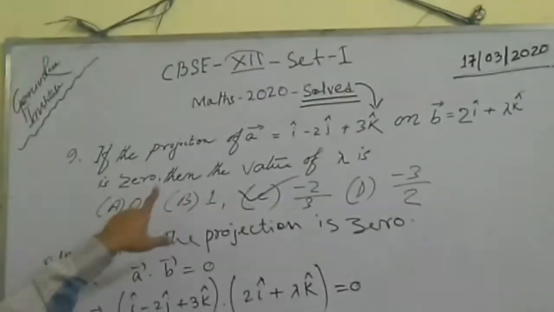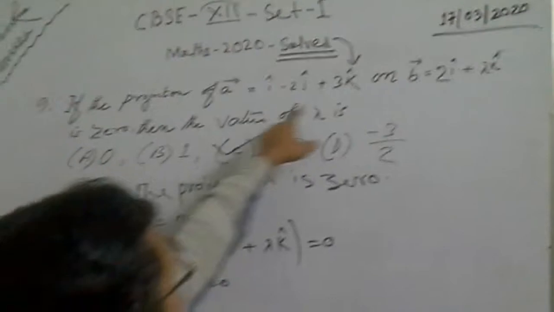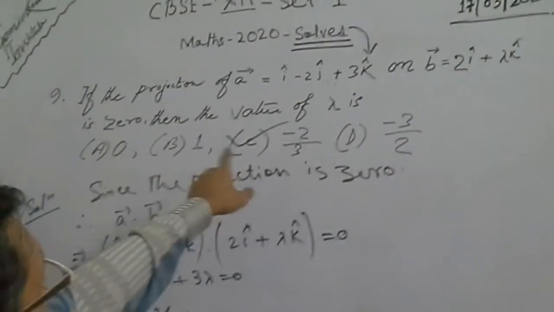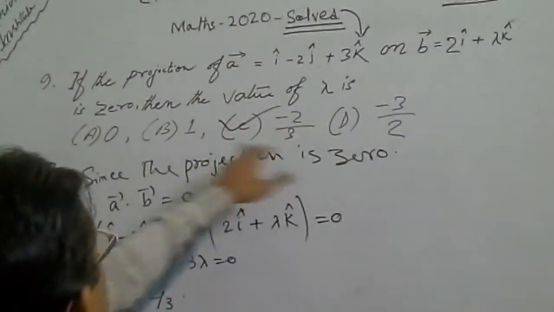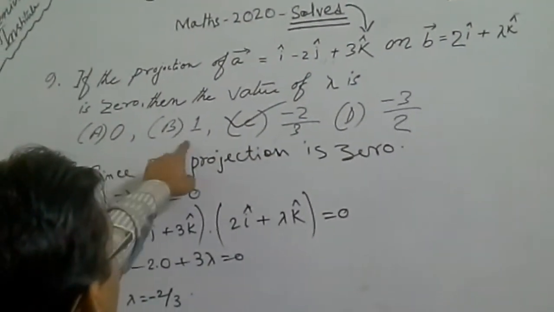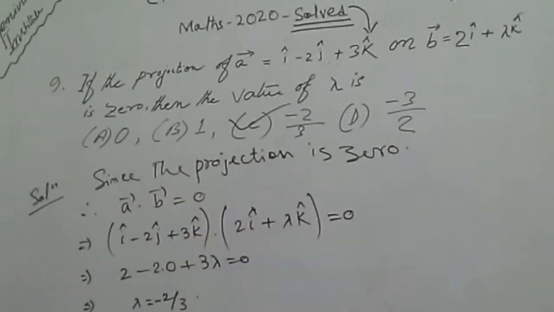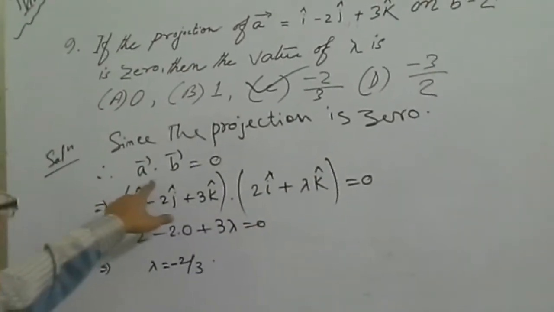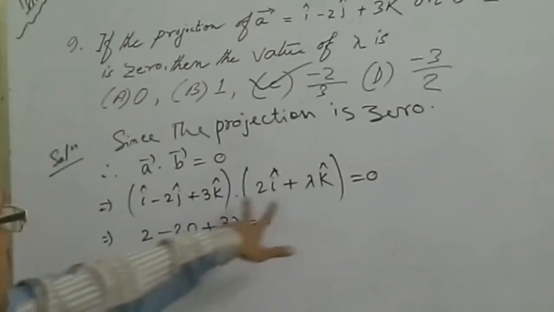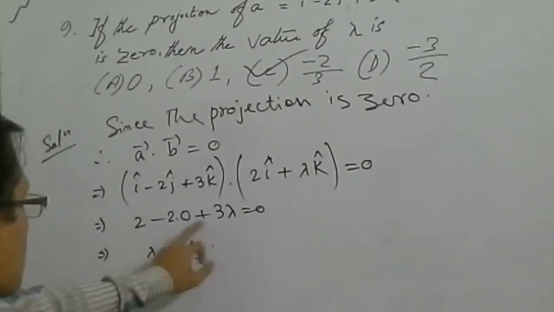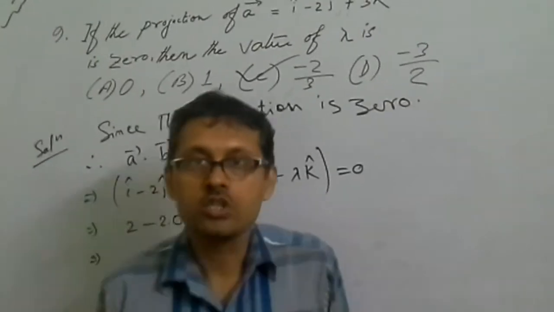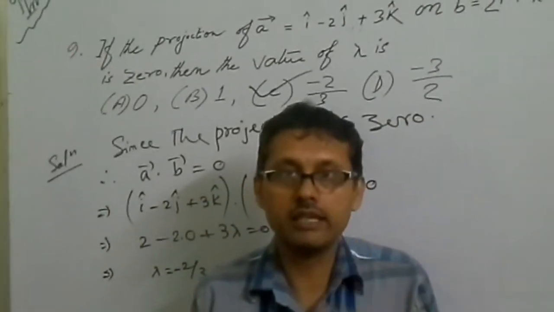If the projection of vector A on vector B is 0, then the value of lambda is: option A, 0; option B, 1; option C, minus 2 by 3; option D, minus 3 by 2. Since the projection is 0, therefore A vector dot B vector equals 0, so the dot product will be equal to 0. So the final answer is lambda equals minus 2 by 3. Okay, so next move on to question number 10.